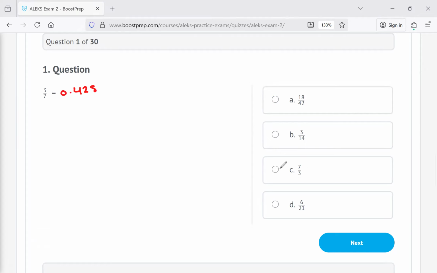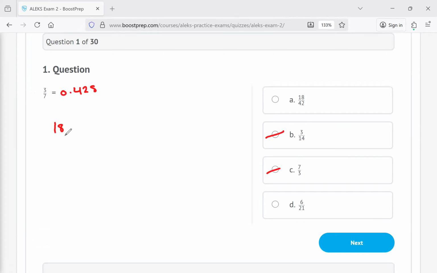But what I would do is eliminate C and eliminate B. Why would I eliminate them? Because those cannot be reduced. 3/4 cannot be reduced. The same thing with 7/3. So there is no way it could equal 3/7, right? So let's try A or D. Let's start with A.